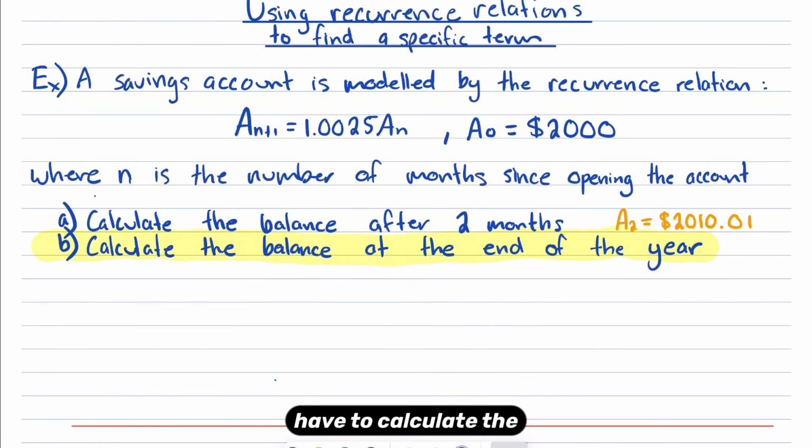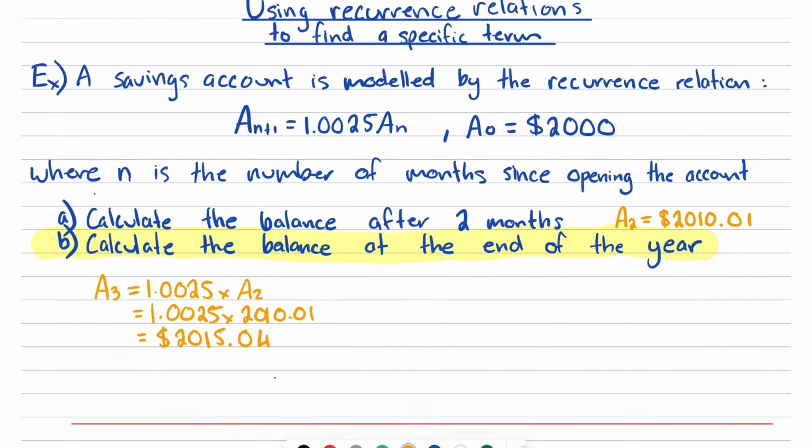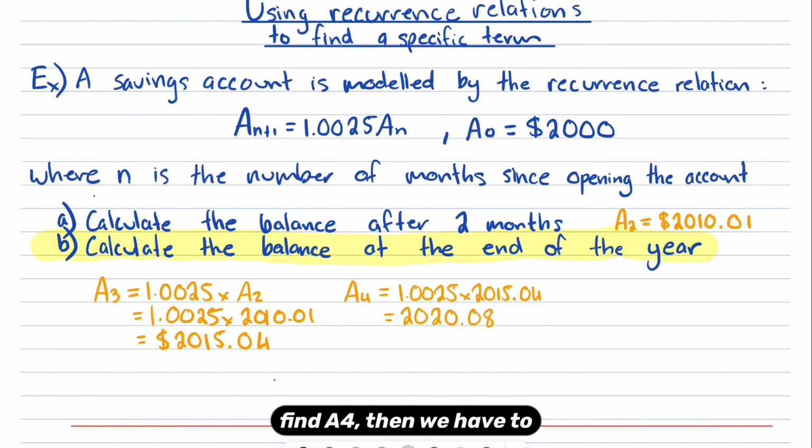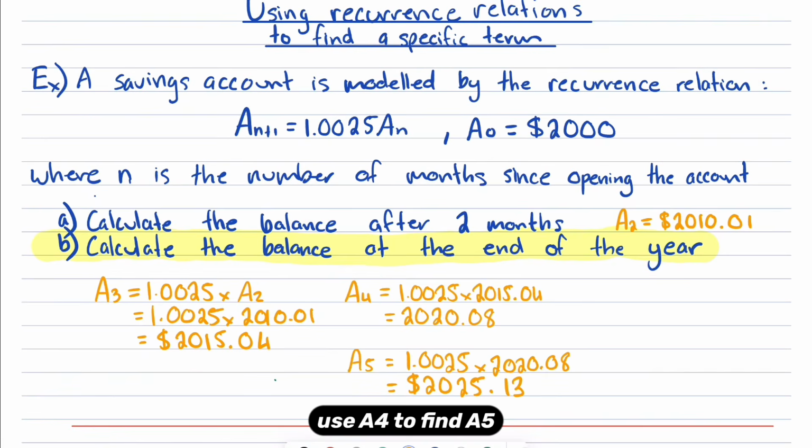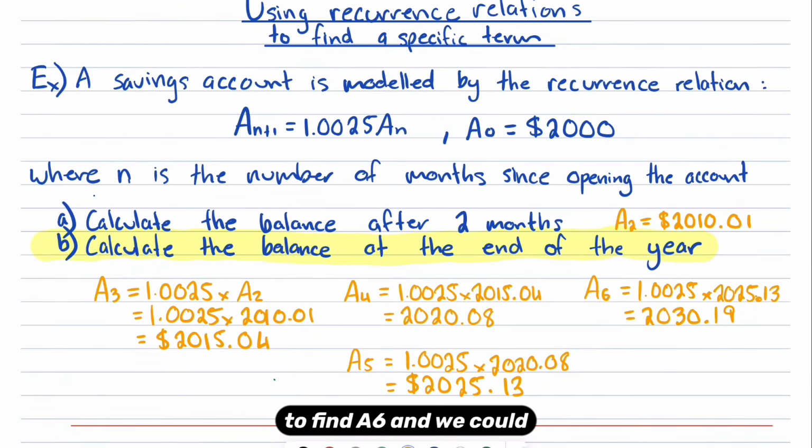For part B, we have to calculate the balance at the end of the year. Because we're dealing with months in this situation, if we want to find the balance at the end of the year, then we want to find A12. The way to do that is we would have to find A3, then use A3 to find A4, then use A4 to find A5, then use A5 to find A6. We could just keep repeating that process, but you can probably see how that can become quite time consuming, and there's a lot of things that you have to constantly enter into your calculator.